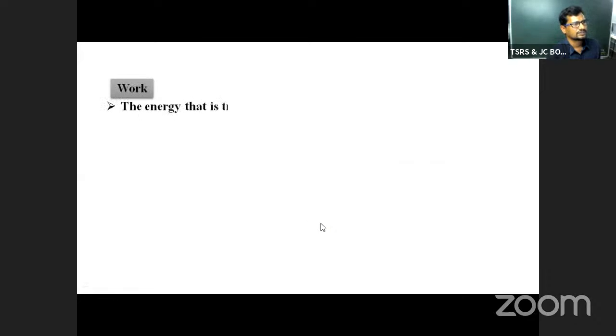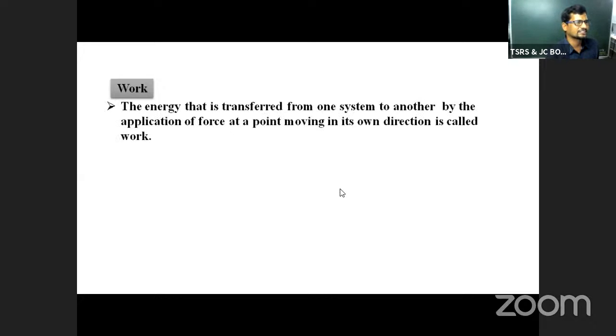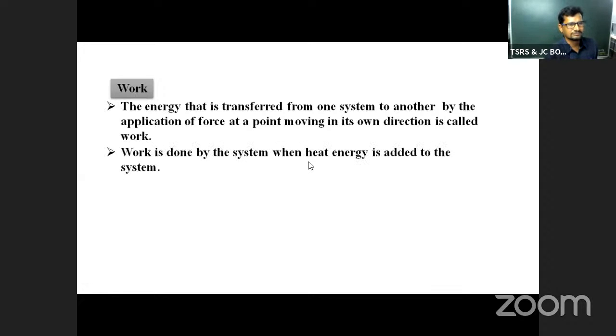Work. The energy transferred from one system to another by the application of force at a point moving in its own direction is called work, or the dot product of force and displacement is known as work. Work is done by the system when heat energy is added to the system.